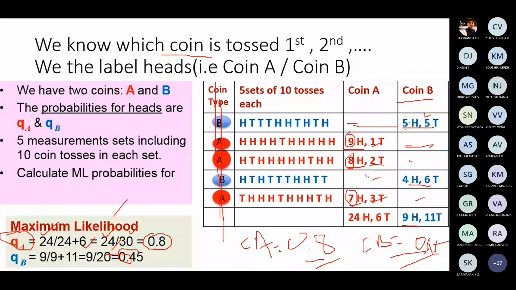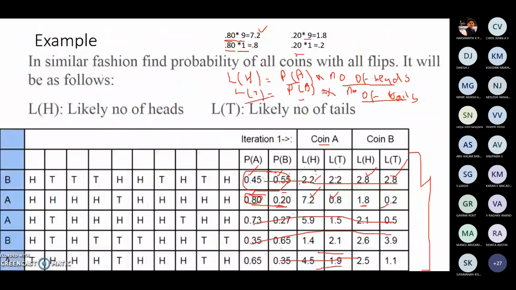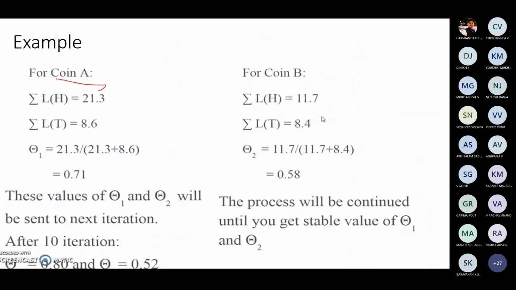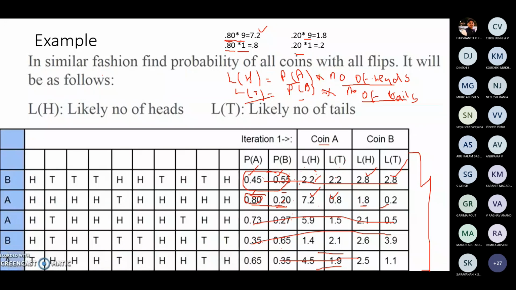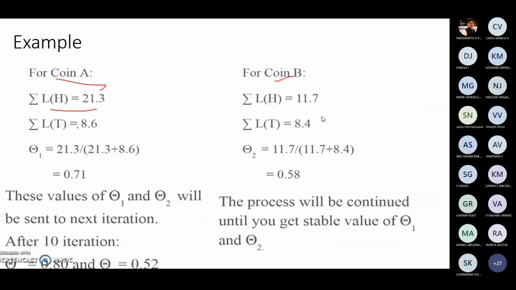I start with my probability and then fill it up with the missing values. After filling up the missing values for coin A and coin B, I do the summation of heads and tails: summation of coin A head, summation of coin A tail, giving theta 1, and likewise for coin B, theta 2. This theta 1 and theta 2 will be sent to the next iteration.